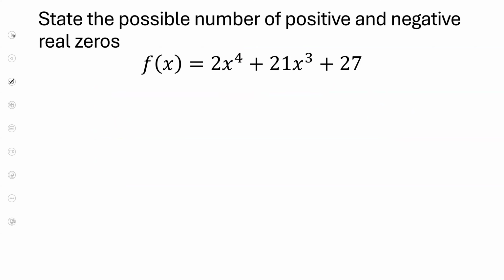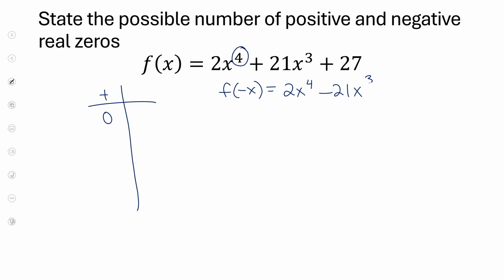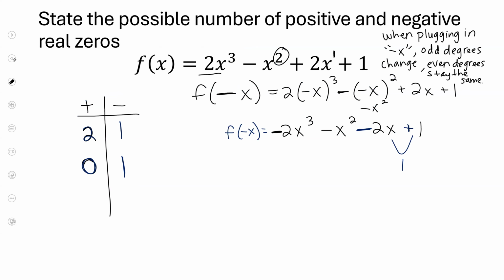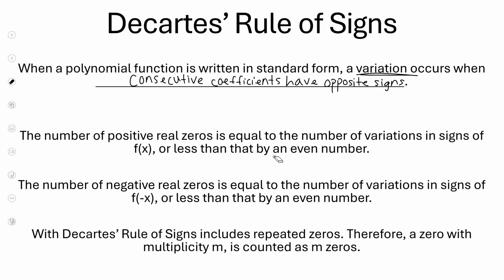All right, next example. There are no variations, so I'm never going to have a positive answer. If I plug in a negative x value, this will stay the same because that's an even degree. This will change because it's an odd degree. Your constant stays the same. That's 1, 2 variations. So for negatives, I might have 2 answers or none because it has to change by 2. The difference is always 2. Remember our notes, it says, or less than that by an even number.